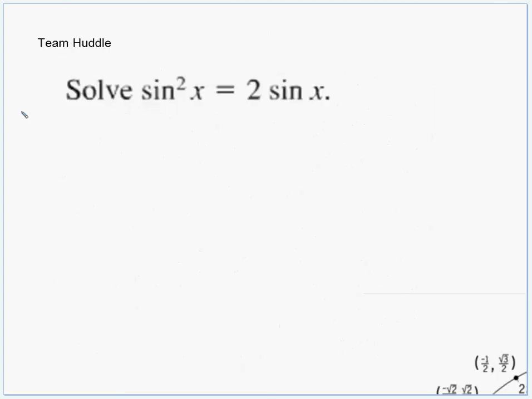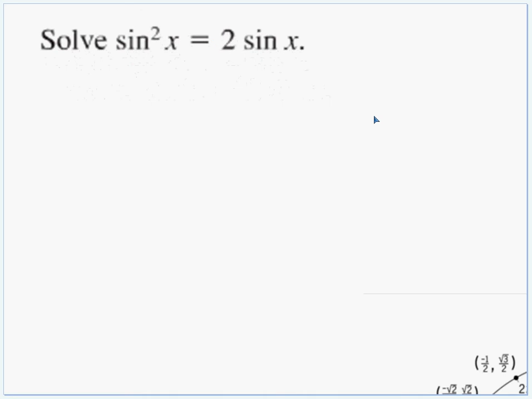One more for you to try, so work on this one after you pause the video, and then fire it back up and see if you get it right.